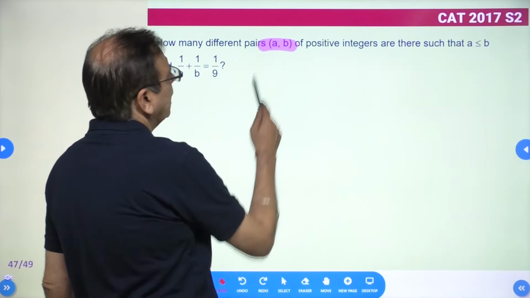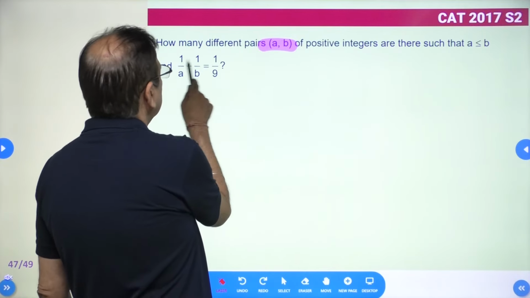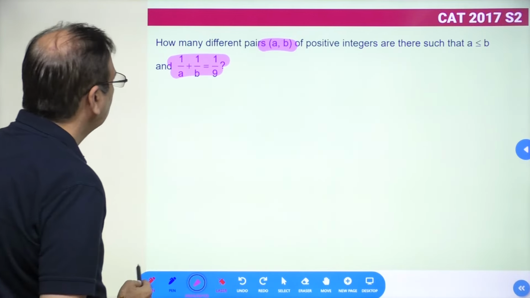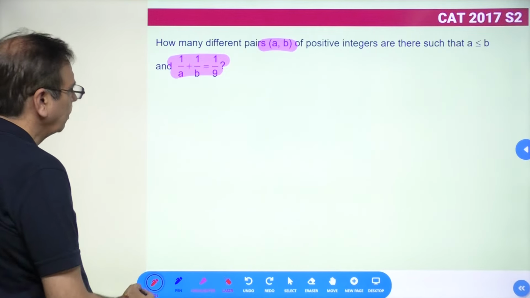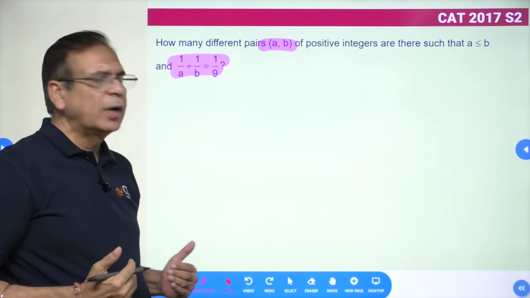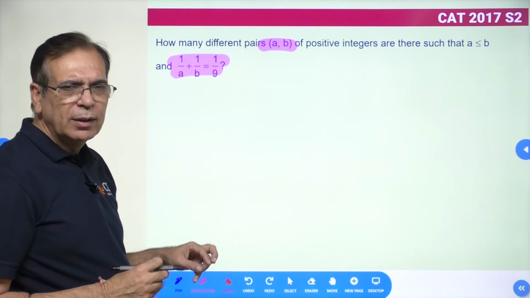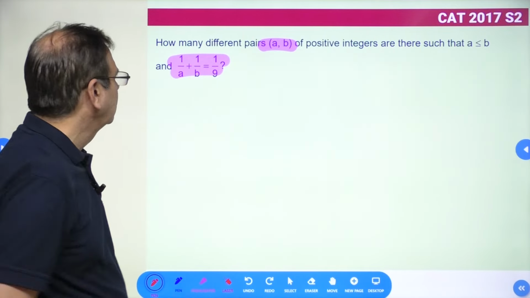How many different pairs AB of positive integers are there such that A is less than or equal to B and 1 upon A plus 1 upon B is equal to 1 upon 9? Okay. Simple, straightforward way. If there were choices, we could have looked at doing something, but most of the time we will need to solve this kind of question.